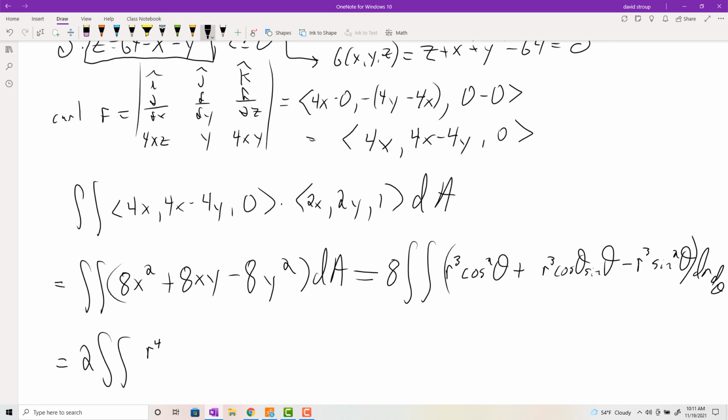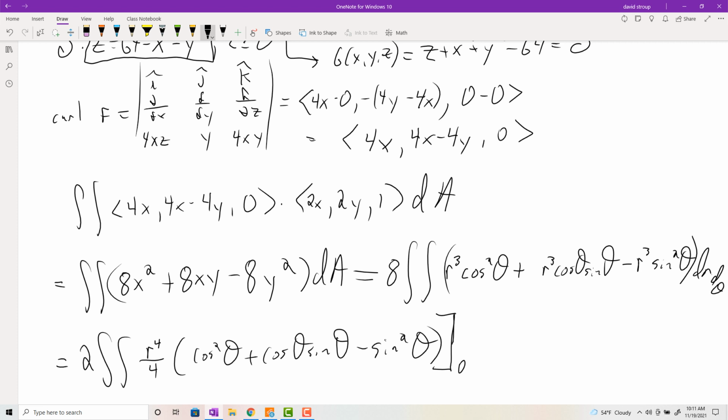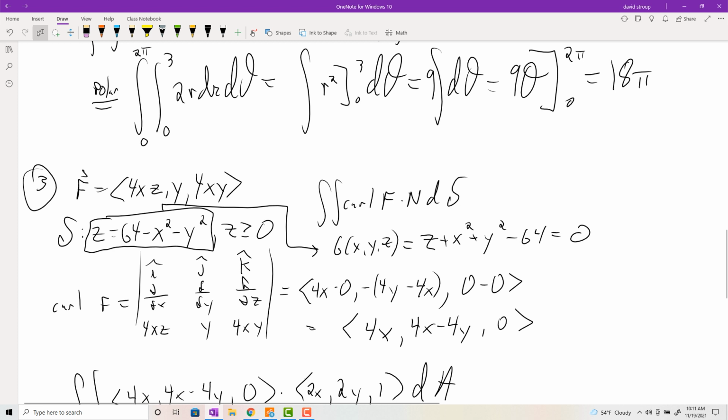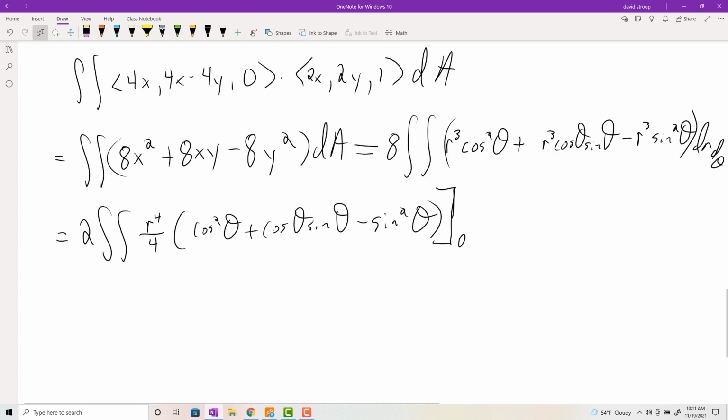So r to the 4th over 4. And then we have cosine squared theta plus cosine theta sine theta minus sine squared theta, evaluate this from 0 to 8, because the radius is 8. The original function would be x squared plus y squared is 64 in the xy plane. So you'd have 8 up top and then d theta.